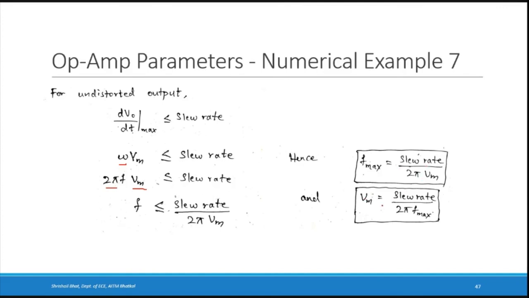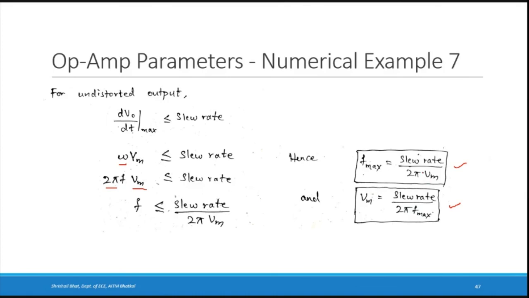So what will be the Vm? It is the maximum amplitude, or the peak value of amplitude, of the output voltage, right? If I rearrange the same thing, Vm will be slew rate divided by 2 pi f max. These are the relations we need to solve this particular problem. If you remember them, you can directly use them and solve the problem. No need of deriving. If you do not know, you have to derive it, get these relations and substitute so that you can get the answer.